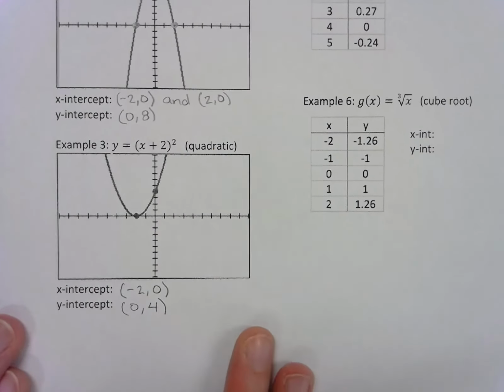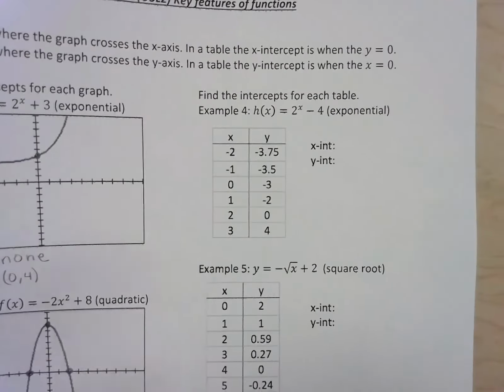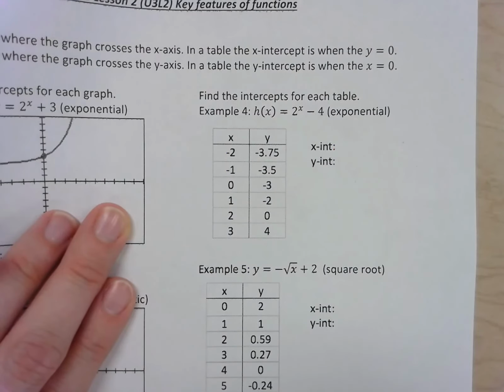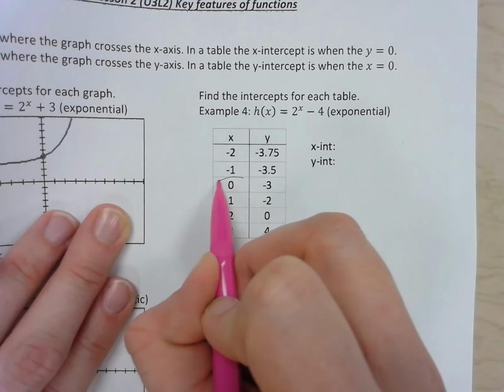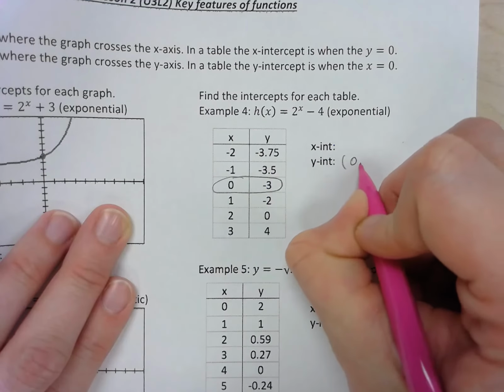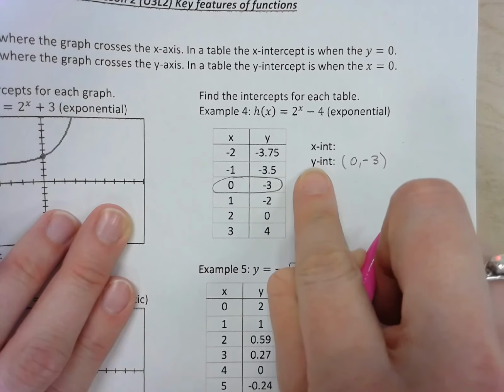Let's look at some tables. Finding the x-intercept from a table, you will look for the y equaling a 0 and the x equaling a 0. Here we have x equals 0 in our table. For that ordered pair, if x equals 0, that would stand for a y-intercept. So 0, -3 is your y-intercept.